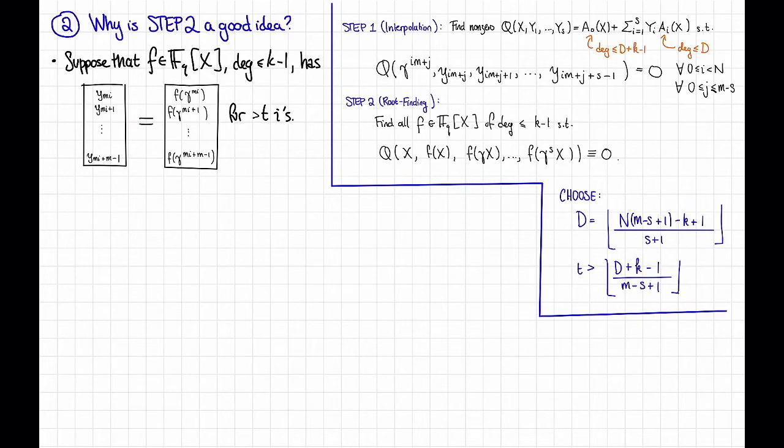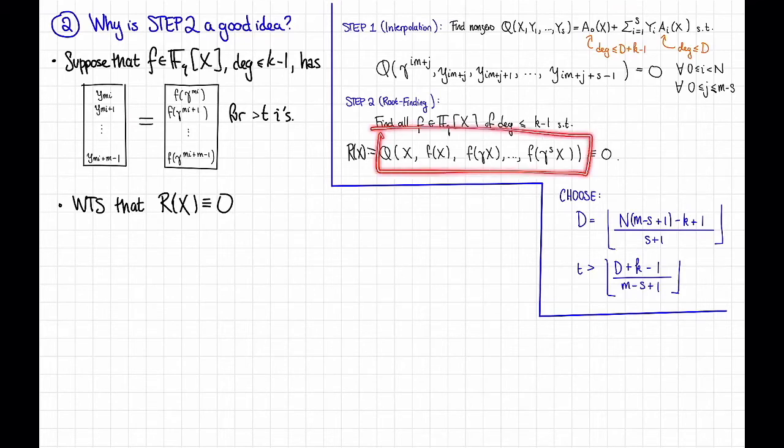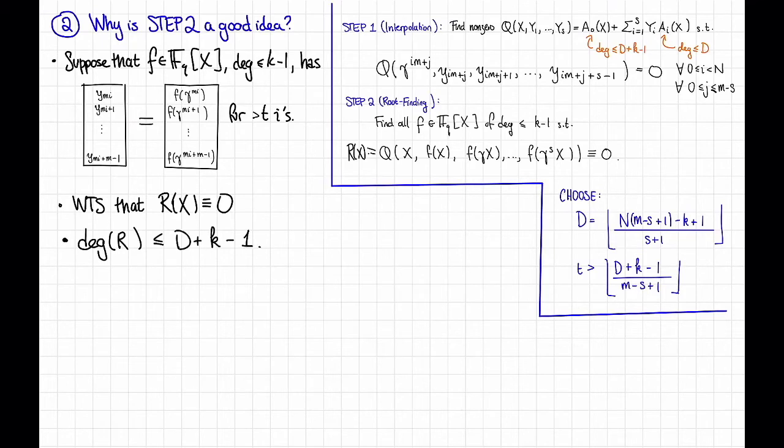To show that step 2 is a good idea, as before, we want to show that if this happens, then R(x) is identically equal to 0, because that will mean that we will return this f, which is what we want to do. And remember that R(x) is just defined to be equal to that polynomial there: Q(x, f(x), f(γx), ...). We're going to do exactly the same thing as before. Let's observe that the degree of R is less than the number of roots that it would have if this were true. Exactly as before, we have that the degree of R is less than or equal to d plus k minus 1. But now we have more roots.